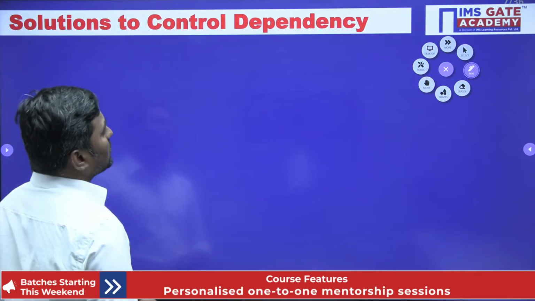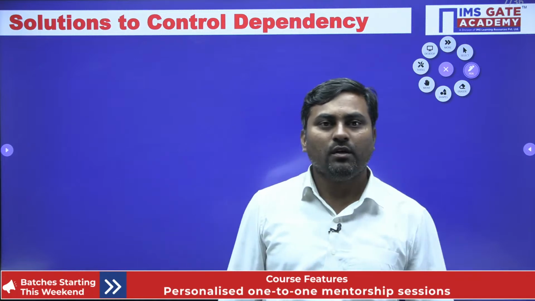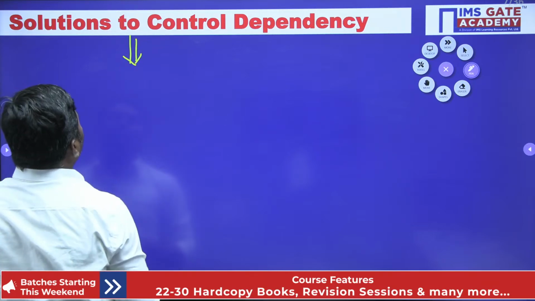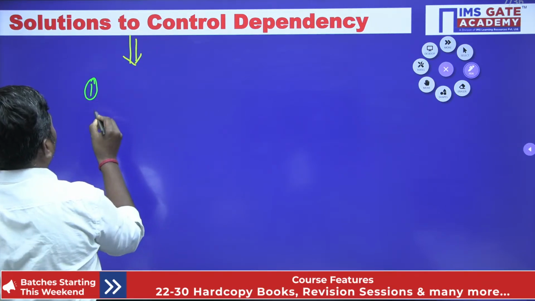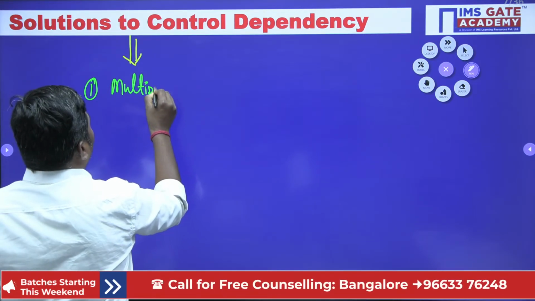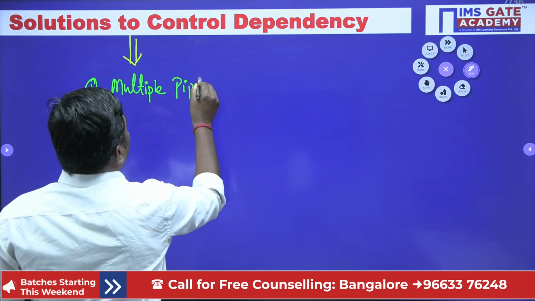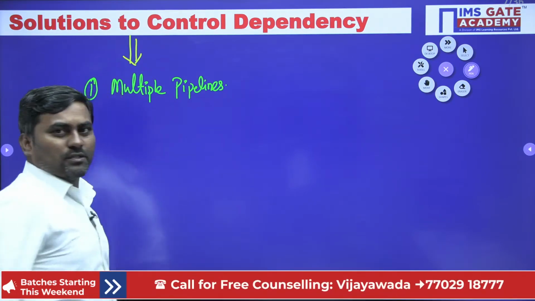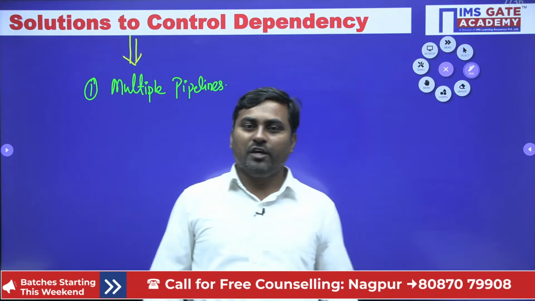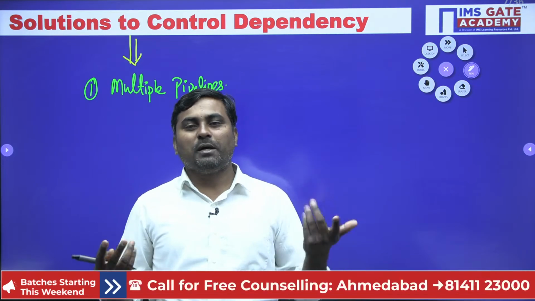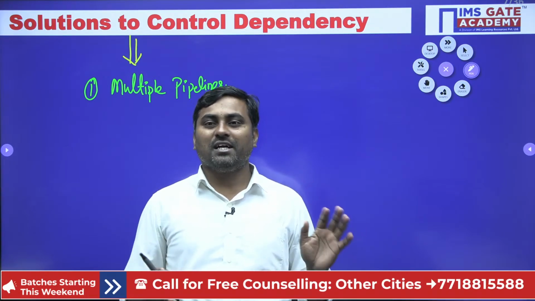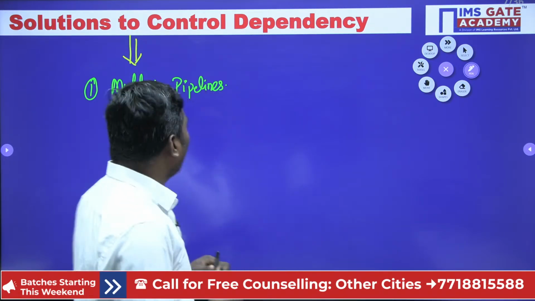So I am writing: solutions to the control dependency. Please understand, all of you. There have been many attempts. One is multiple pipelines. The multiple pipeline approach says take 2 pipelines, for example. In the two pipelines, you load two instructions, the branch as well as the sequential instruction. Based on the condition only you can decide. We'll observe how this works.